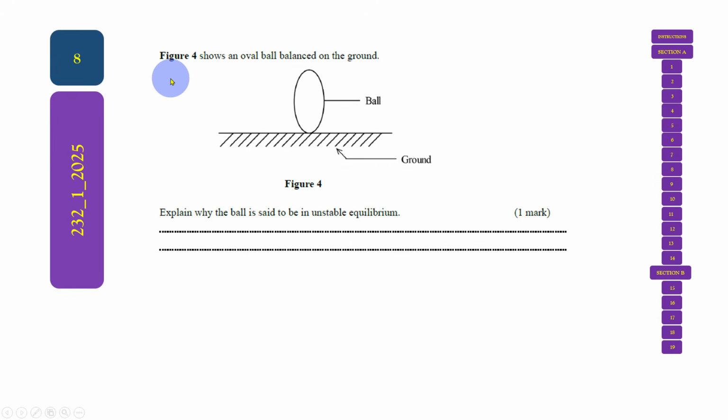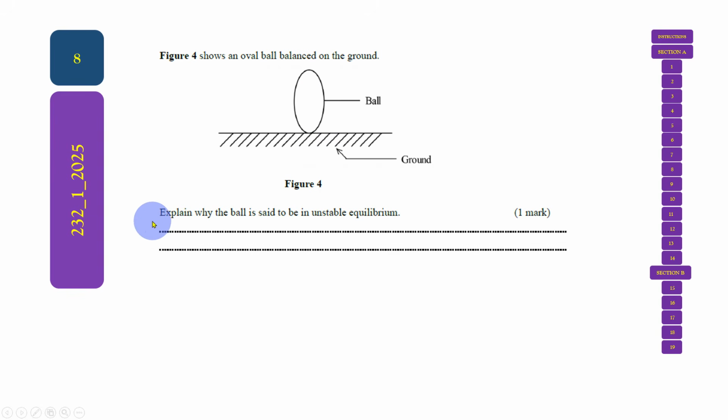Question 8 is about equilibrium and center of gravity. Figure 4 shows an oval ball balanced on the ground. This one here. Explain why the ball is said to be in unstable equilibrium. So the state of equilibrium has already been identified for us. It is unstable. Why is it unstable? We are asked to explain why.